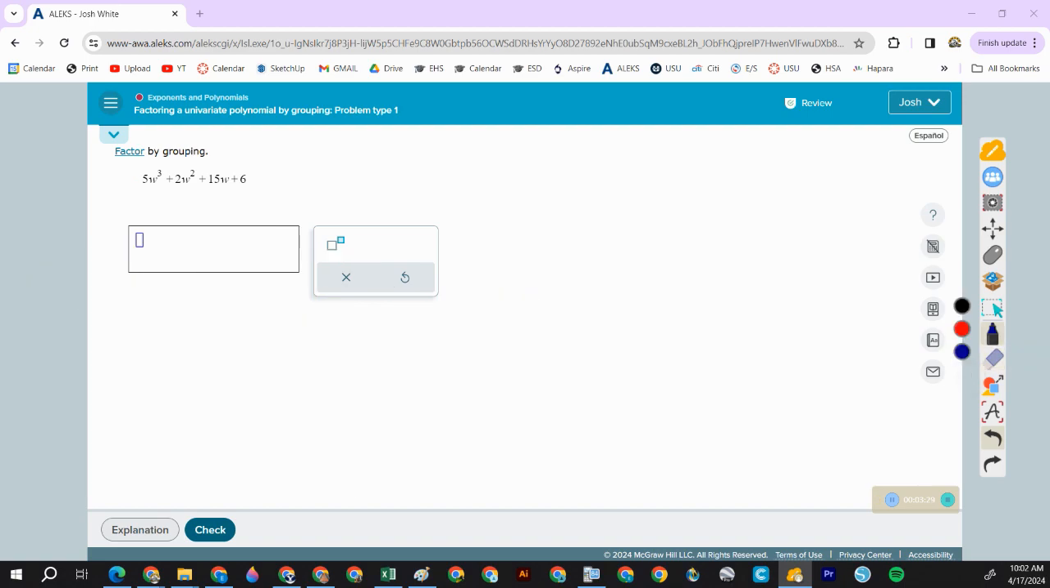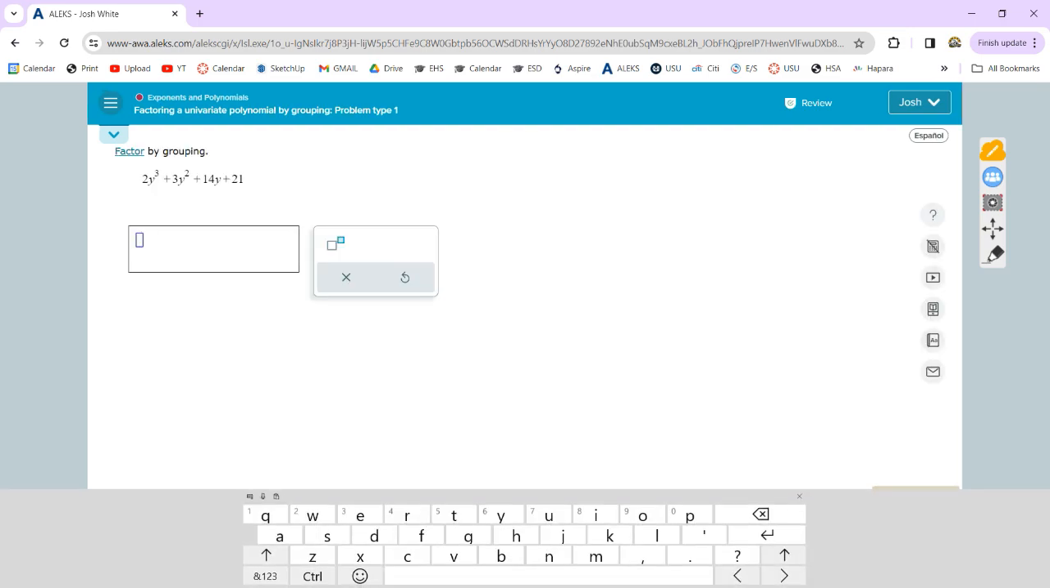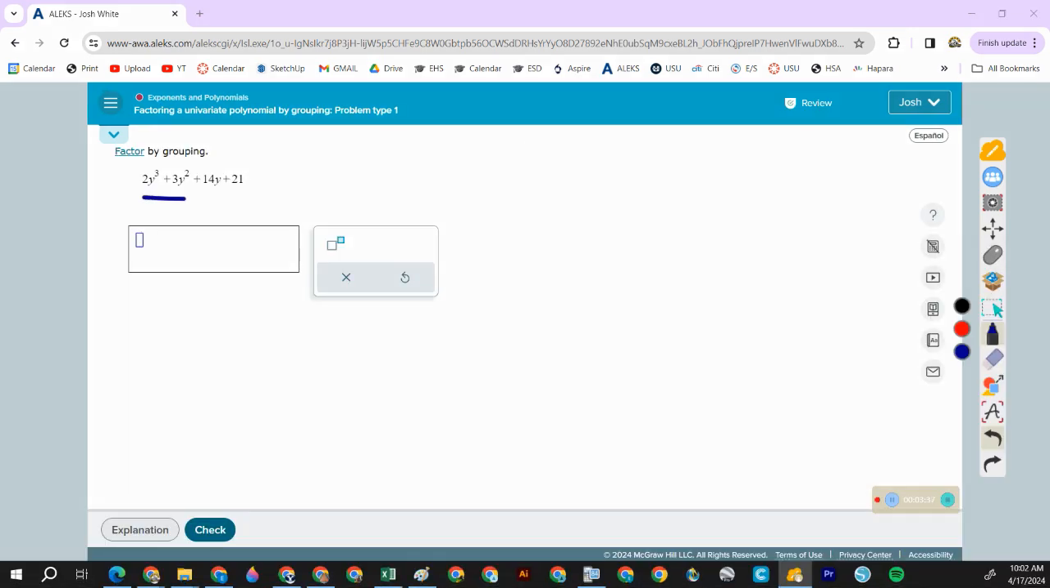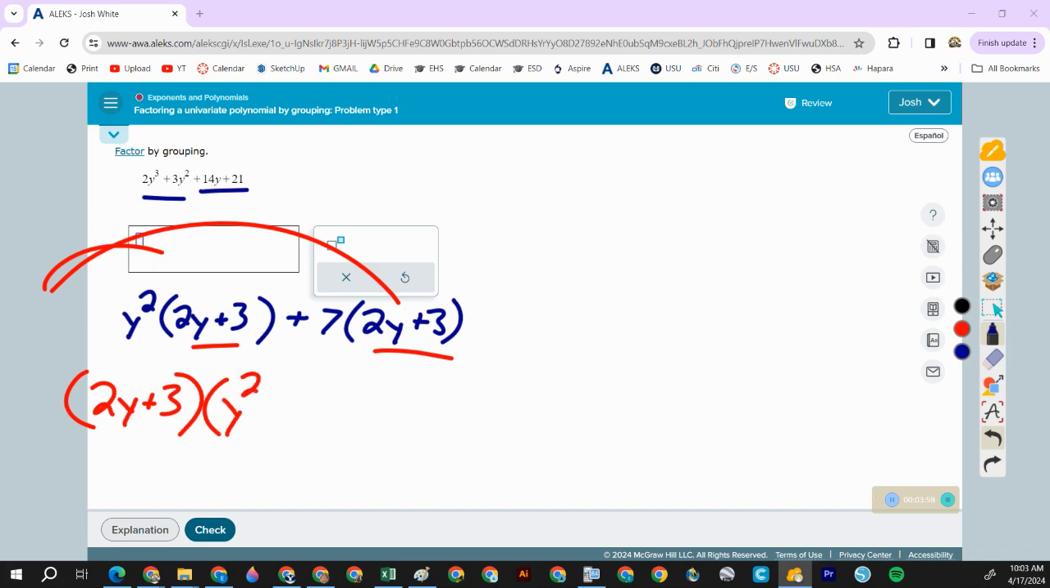All right, let me do another one of those. I group the first 2 together and I pull out a y squared. So 2y plus 3 is left over. And then in the second set, I pull out a 7. And I'm left with 2y plus 3. And these match. So I yank out the 2y plus 3. And I'm left with y squared plus 7.